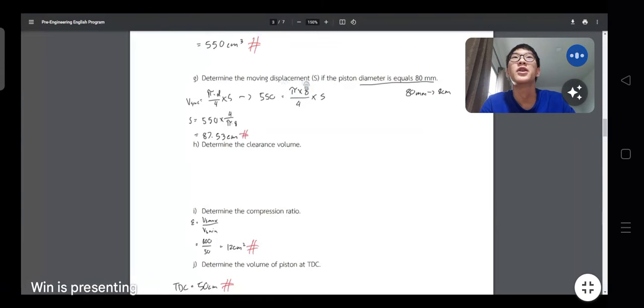Determine the displacement, or S, given that the piston diameter is equal to 80 millimeters. For the formula over here, we can't use millimeters, so turn 80 millimeters to centimeters. That will equal 8 centimeters. V suction is equal to pi times d over 4 times s. Put all the things we know together and put s at the front. S will be equal to 550 times 4 divided by pi times 8. The answer is 87.53 centimeters.